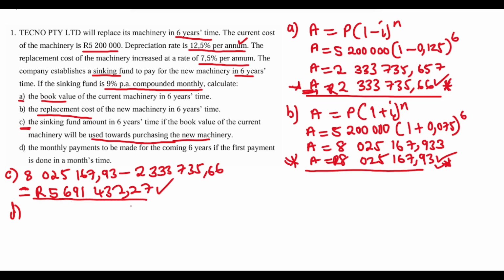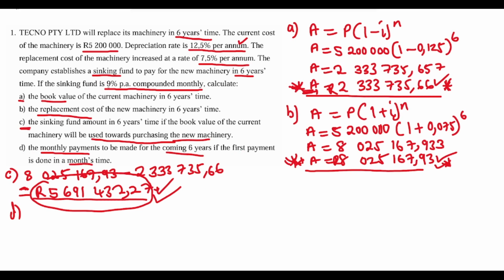They save this money in the savings account, which is the sinking fund. So that, like in this situation, they will save a certain amount so that in 6 years' time, they have this amount in their savings account, and then they just take this one from their savings account and this one from the book value, then they combine, and then they are able to buy the new machine. So now the question says, we need to calculate the monthly payments to be made for the coming 6 years if the first payment is done in a month's time.